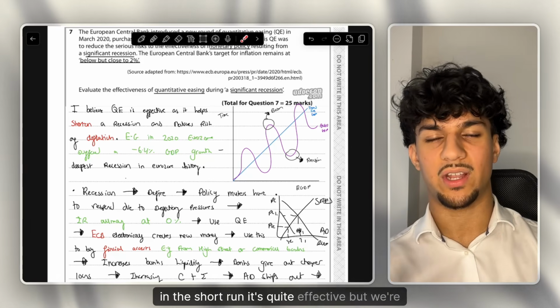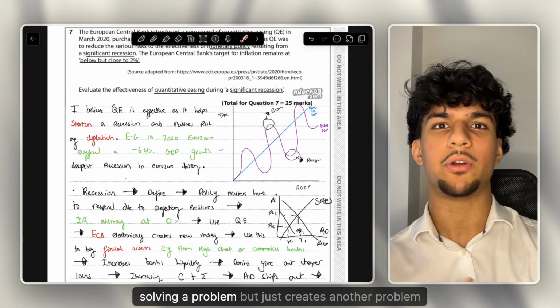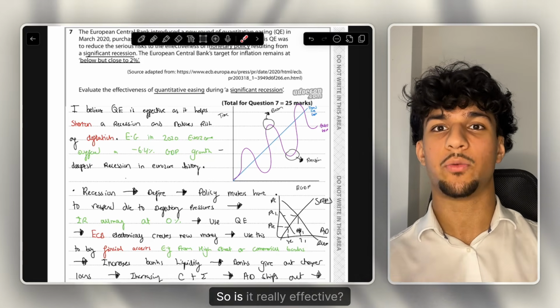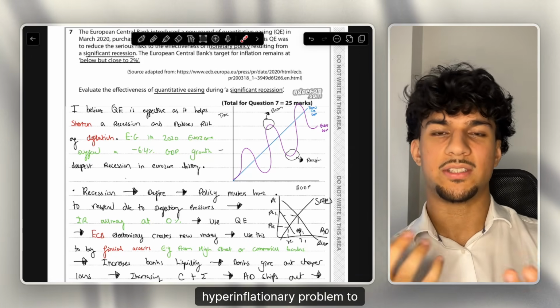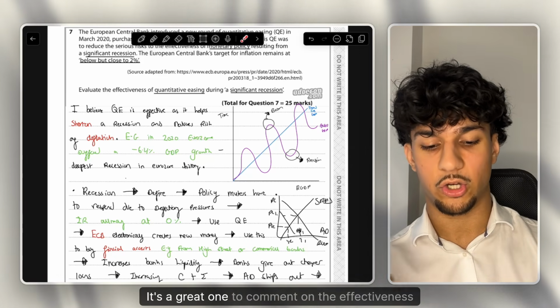Yes, in the short run, it's quite effective, we're solving a problem, but it just creates another problem later on. So is it really effective? So we go from a deflationary problem to basically a hyperinflationary problem. So 100%, it's a great one to comment on the effectiveness.